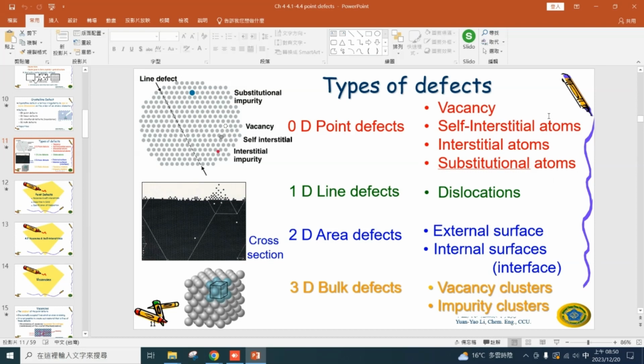Including vacancy, self-interstitials, interstitials, and substitutional. So today we are going to talk about 1-dimensional line defects. We call it dislocation.